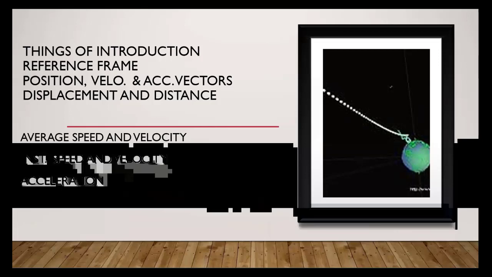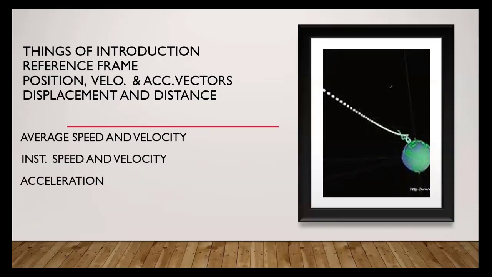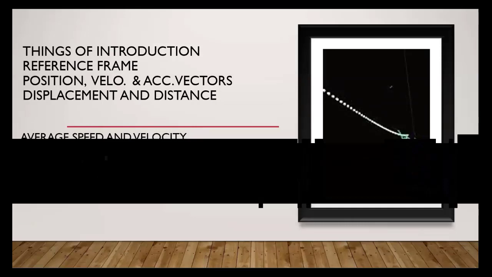So, things of introduction. Reference frame. As Newton said, there is nothing other than reference. If a plane is moving and you are also moving with the same velocity in the same direction, there is no motion. And if that train and you move in opposite directions, it will feel like the train is moving with double its velocity, because with respect to you, you are at rest.